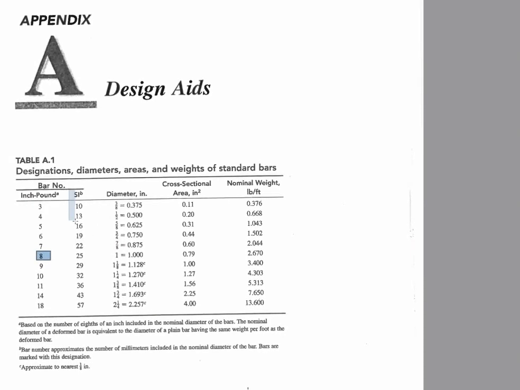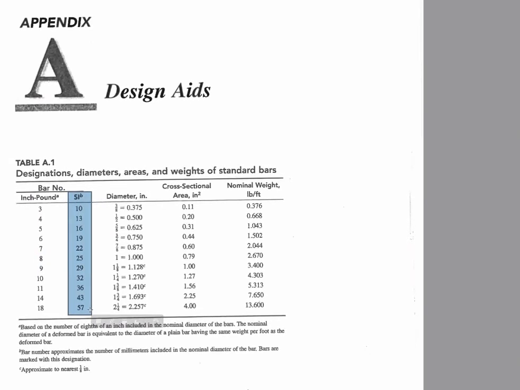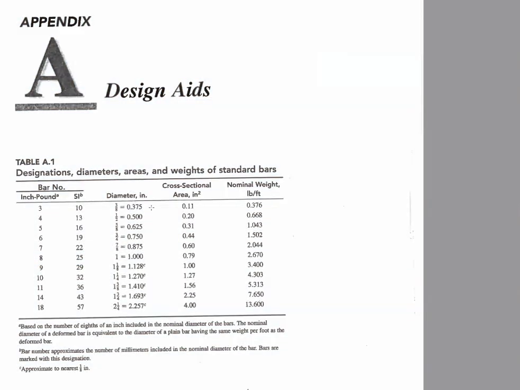SI, on the other hand, System International, is based in millimeters. So this is a 13 millimeter bar, nominally a ½ inch. 25 millimeter bar, nominally 1 inch, so in line with the 8. And this tells you the diameter of those in inches, cross-sectional area in inches squared, and nominal weight of those bars as well.